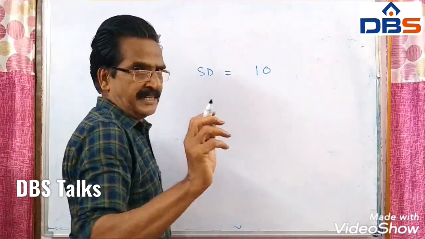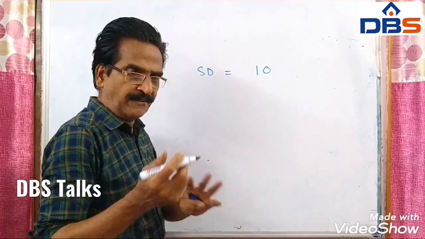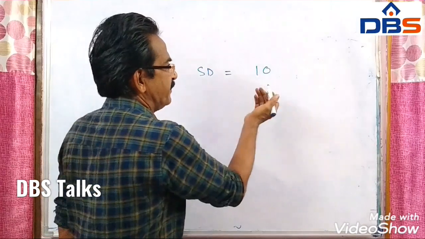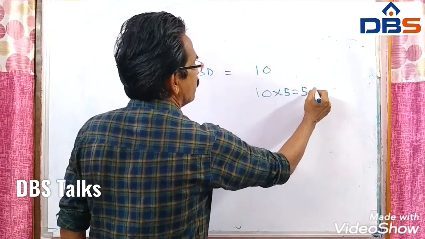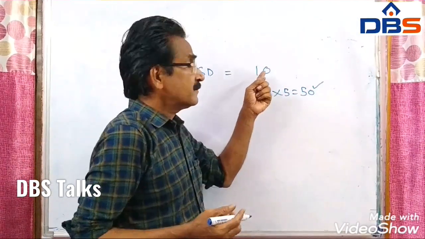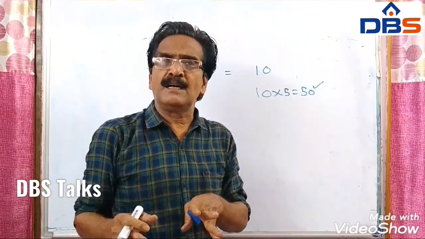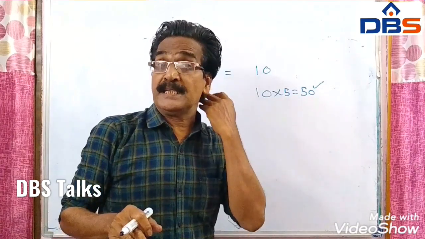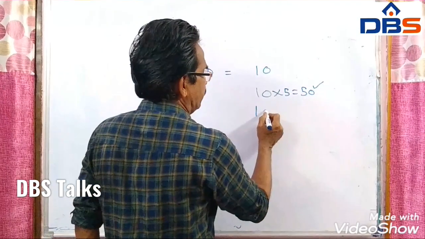Friends, the standard deviation of a certain data is 10. If all the values are multiplied by 5, then what is the standard deviation of the new data? 5 into 10, that is equal to 50, your first answer. And the second thing, the standard deviation of a certain data is 10. If each value of the data is divided by 5, then what will be the standard deviation of the new data? 10 by 5.